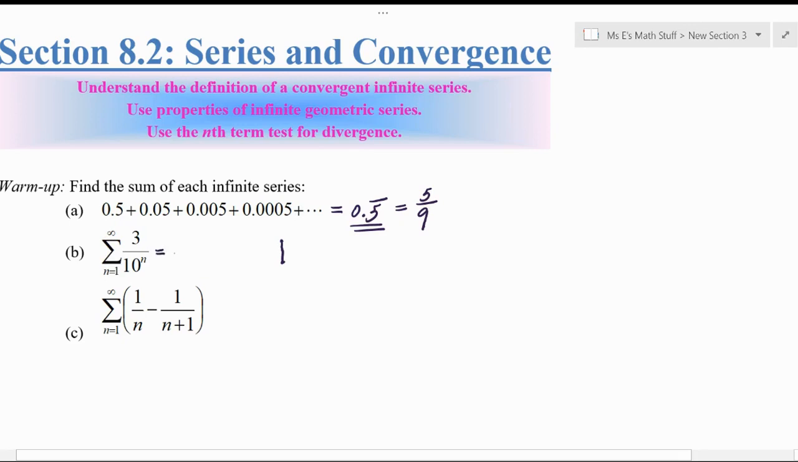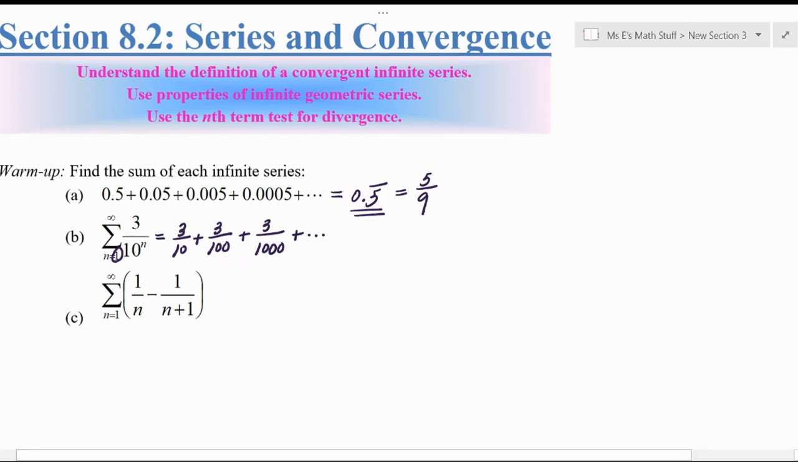All right, my friends, now let's do if in doubt, expand it out. Go ahead and start putting that lower bound in first. Let's put in 1 for n, and you'd get 3/10. Put 2 in for n, you'd get 3/100. Put 3 in for n, and you get 3/1000, and you're supposed to keep at it forever.